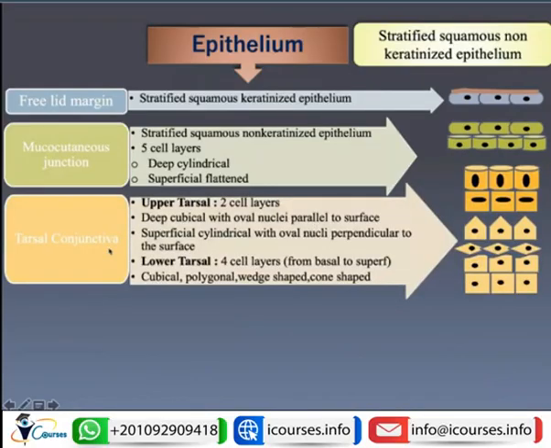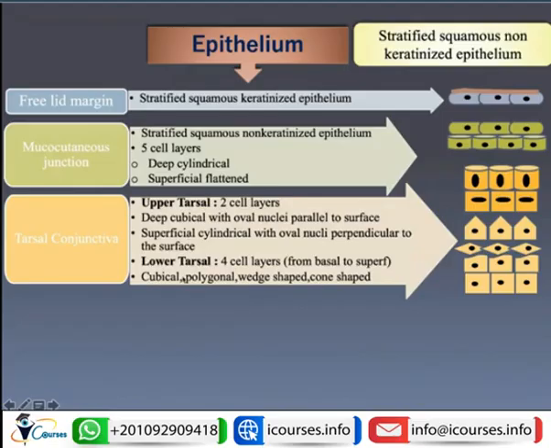Then we have the tarsal conjunctiva. It has a different structure according to whether it is in the upper tarsus or the lower tarsus. For example, the upper tarsus is divided into 2 layers. The deep layer is cubical with oval nuclei that are parallel to the surface, while the superficial layer has cylindrical cells with oval nuclei perpendicular to the surface.